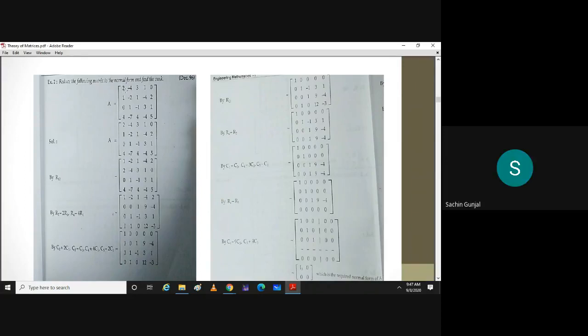Your first entry is 2. You need to make it 1. Don't divide by 2, because I can see this A21 entry is 1. So I'll simply interchange. My first operation is R12, interchange first row and second row. So I'll get this matrix: 1 minus 2 1 minus 4 2, then 2 minus 4 3 1 0, 0 1 minus 1 3 1, 4 minus 7 4 minus 4 5. Any doubt in the first step?